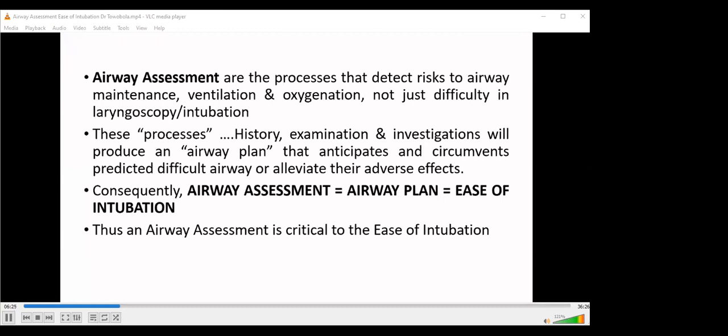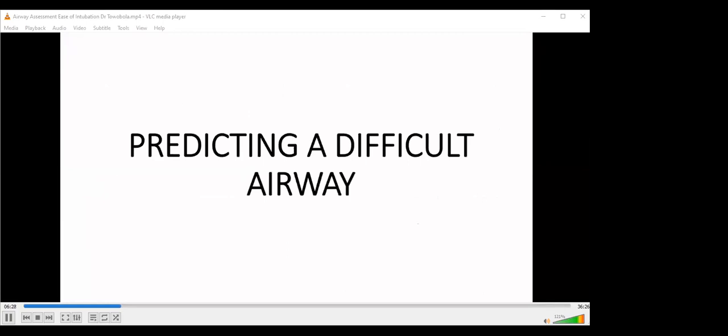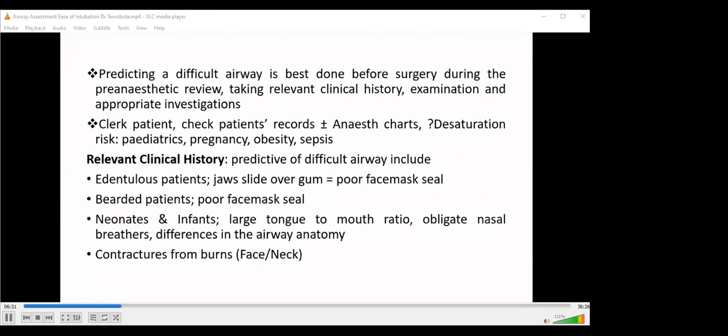Let's look at how we can predict a difficult airway. Predicting a difficult airway is best done before surgery during the pre-anesthetic review, taking relevant clinical history, physical examination, and appropriate investigations where they are necessary. Patients need to be clerked. Patients' records need to be looked into. Anesthetic charts need to be reviewed. Patients need to be evaluated for their desaturation risk.